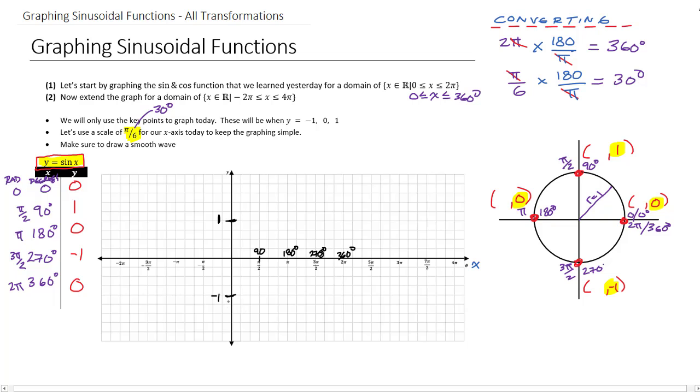Because for our starting graph, the range, the highest it goes is 1, the lowest it goes is -1. So just so I can get a better picture of what it looks like, I'm going to extend my scale a little bit. So we start at 0, then at 90 degrees or pi over 2 we're at 1. Then at pi, we're back to 0. Then at 3 pi over 2 or 270 degrees, we're down at -1. And then back to 0 at 2 pi. So this is the graph.